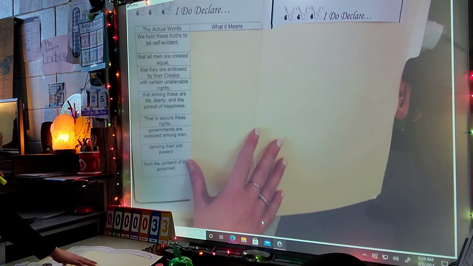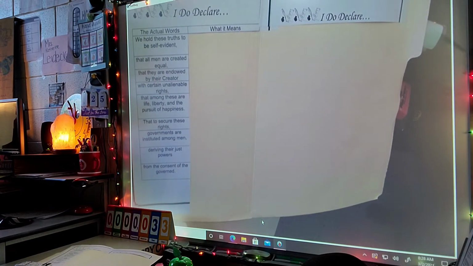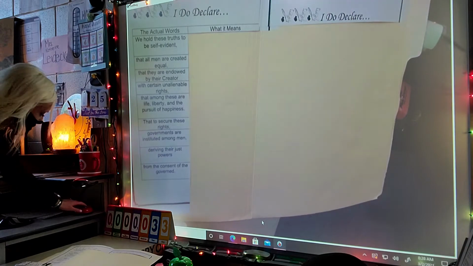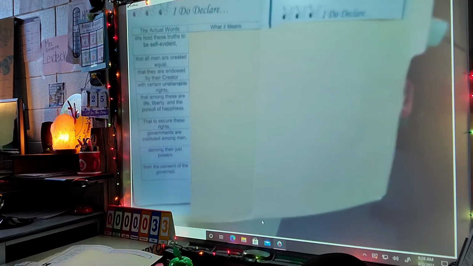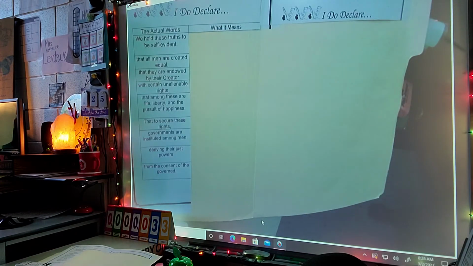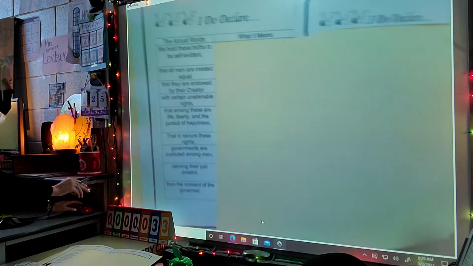So, they wrote these commands to the king about what they wanted. They wanted to be free from him. So these words over here are kind of hard to understand, so we're going to put on this side what it actually means. Okay? So everybody has their permanent marker, right? Everyone has their permanent marker. So we're going to fill this out together.